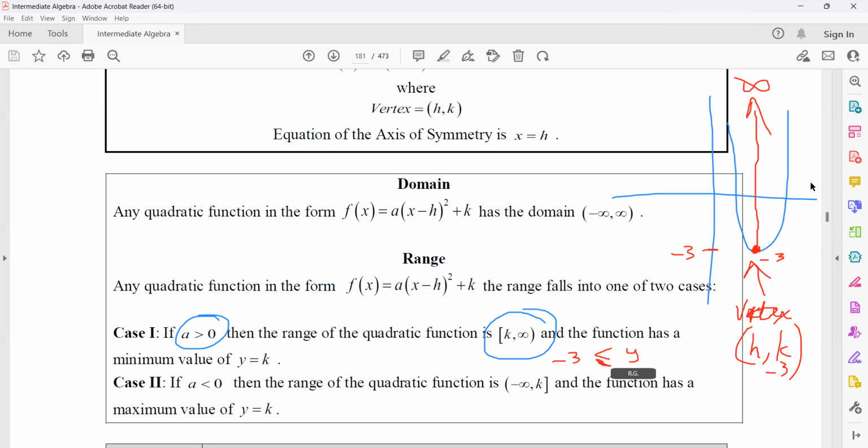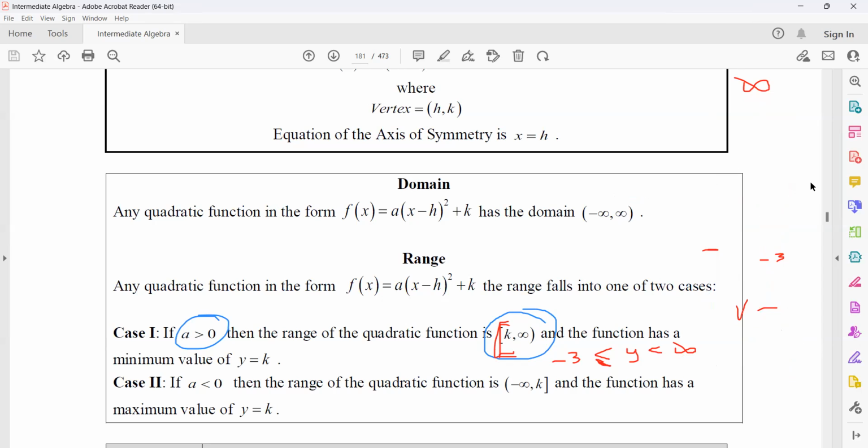And that is why we have this, a bracket. That is why we have that for k. And then for infinity, because infinity is not a number, we do that. So this becomes our range when a is positive. And our k here is going to be a minimum value. Our graph or our function is going to have a minimum value of y equals k. Good? All right. Now, let's look at when a is less than 0.